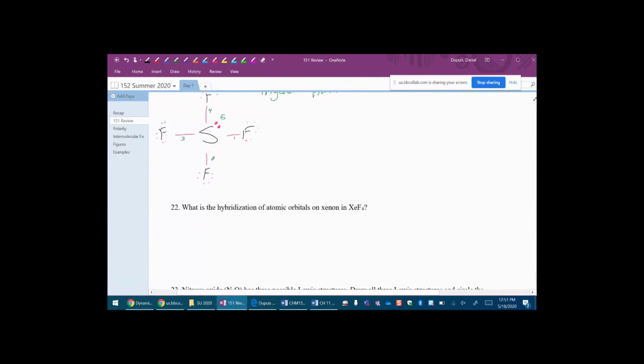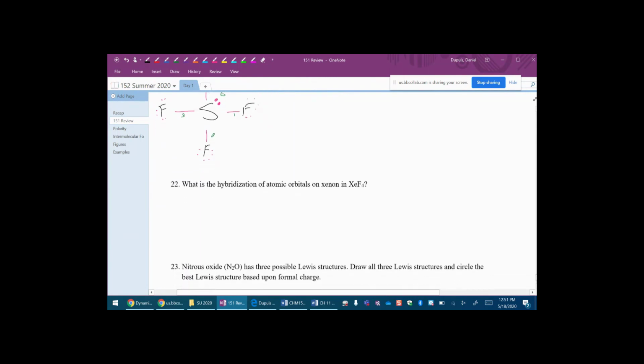Hybridization. I don't know if you remember hybridization from valence bond theory. All right, so I would draw it. 8 for a xenon plus 7 times 4. Right? So 28 and 8, 36 electrons. Central atom is the xenon.